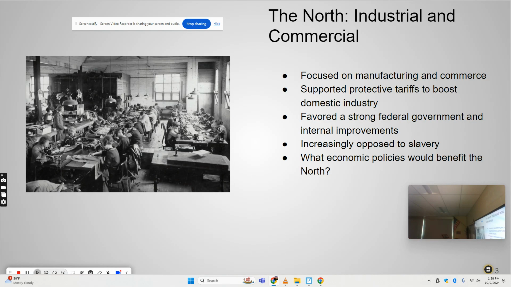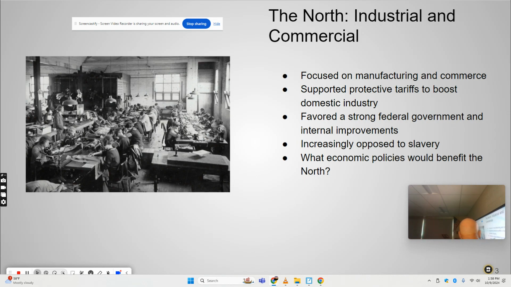Very cramped. Lots of people. This looks like a textile mill. People are sewing fabric. The North is going to support protective tariffs to boost domestic industry. Northerners are going to support tariffs, which we said were taxes on imports coming in.